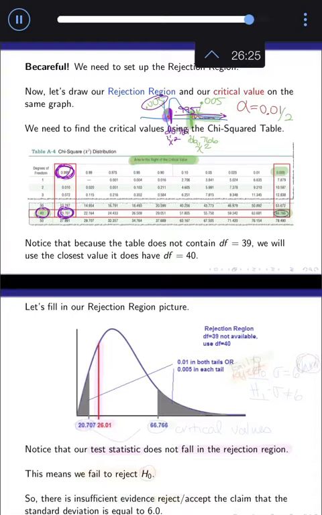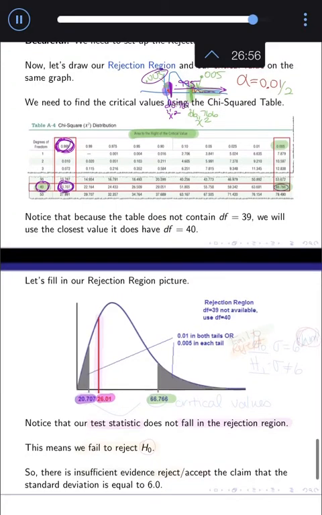Let's take a look at a prettier picture of this. We just came up with the 20.707 for our lower end of our rejection region and a 66.766 for the upper end of the rejection region. The question was, where does our test statistic fit? Remember, our test statistic using our formula came out as 26.01. Well, 26.01 is smack dab in between the two ends of the rejection region. So what does that mean? It means that our test statistic here is not in the rejection region.